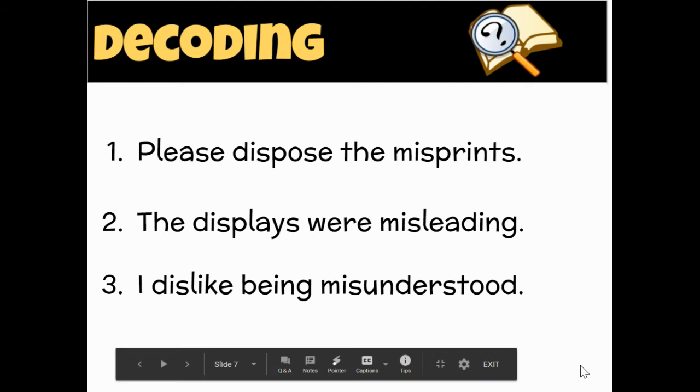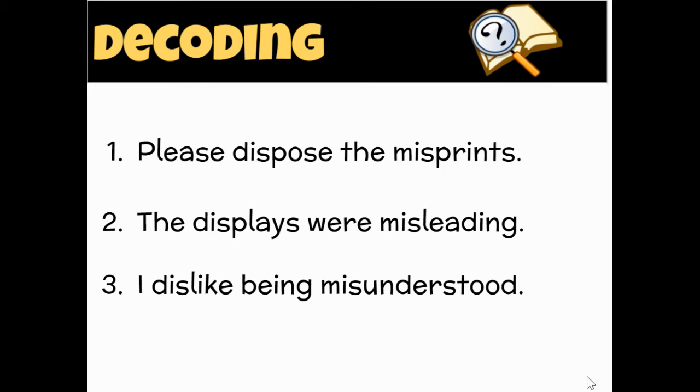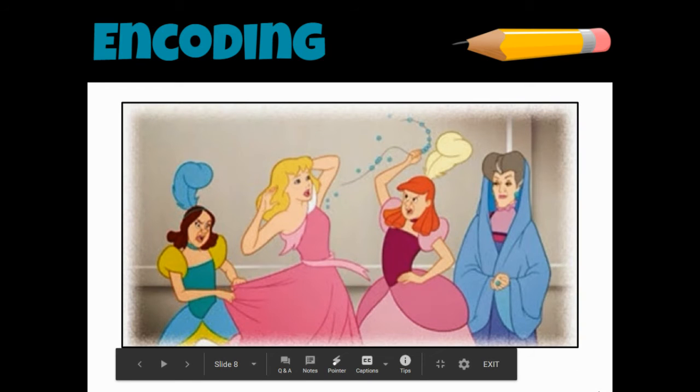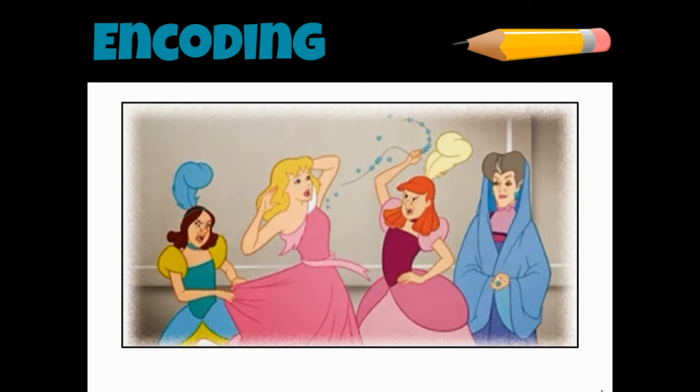Now let's look at some pictures and see if we can try and figure out what miss or dis word is being portrayed in the picture. Here, Cinderella's stepsisters are ripping her dress apart, tearing off the beads and the sashes and the material. What would you say they are doing to Cinderella? Cinderella was mistreated by her stepmother and stepsisters.